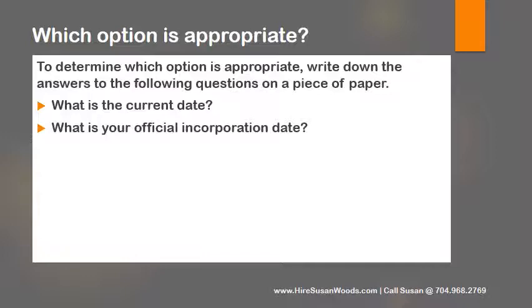So you should have a letter or a certificate from the Secretary of State's office that has the stamp on it that shows the date in which your articles of incorporation were filed with the Secretary of State's office. That is your official incorporation date. Please write that date down.